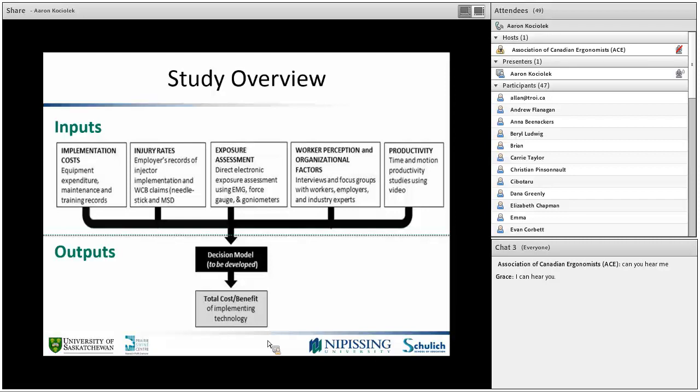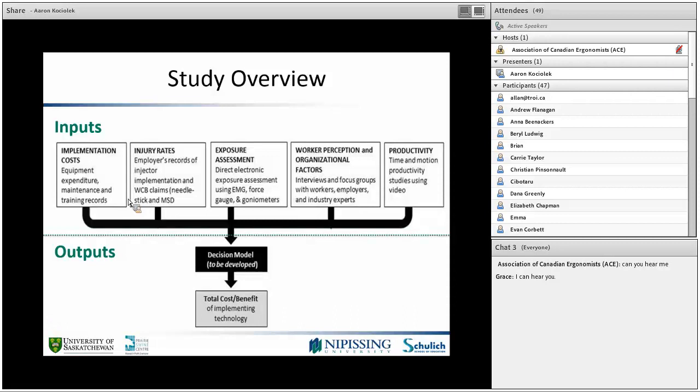So the inputs into this cost-benefit model were, and this is an ongoing project I should mention, with some phases done and others still ongoing: implementation costs, so what does it actually cost to implement a new technology such as the needle-free injector. Injury rate data, so looking at barns that have already made the change and seeing if there's been any difference pre-post in terms of injury claims.